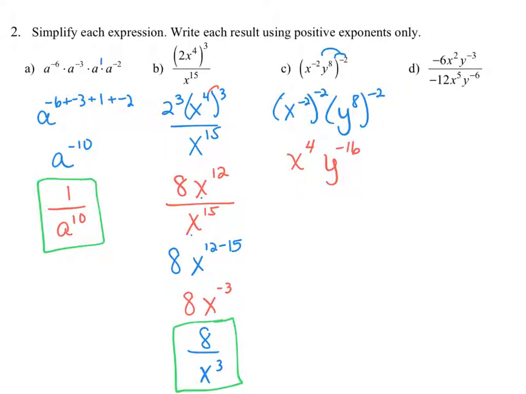We want to write our answer using only positive exponents, so we need to write this as a fraction, where x to the fourth stays in the numerator because the exponent is positive, and the y to the 16th moves to the denominator so that it becomes positive. Our final answer is x to the fourth divided by y to the 16th.